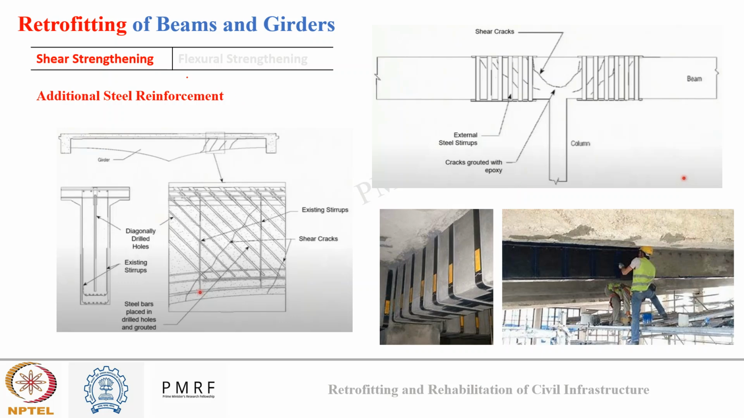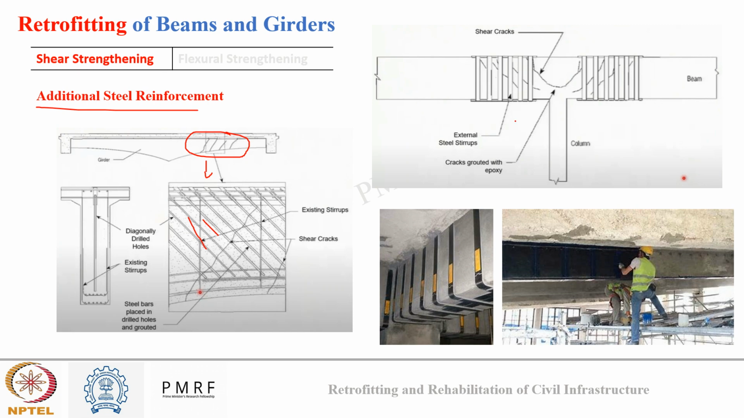Another way of shear strengthening can be providing additional steel reinforcement. So, in the first image, we can see shear cracks on the girders. These are arrested how? By drilling holes perpendicular. So, in this image, you can see holes are drilled perpendicular, and then steel reinforcement was inserted in these holes along with the grouting material.